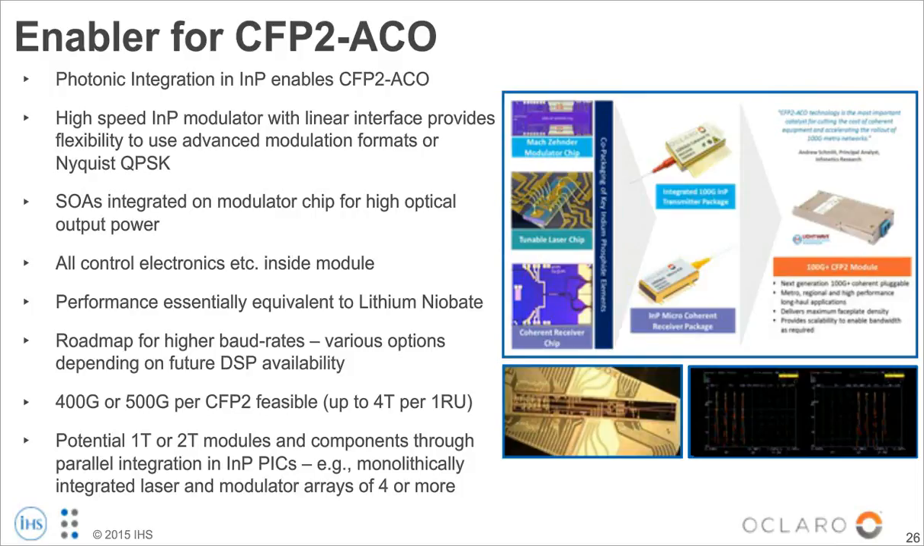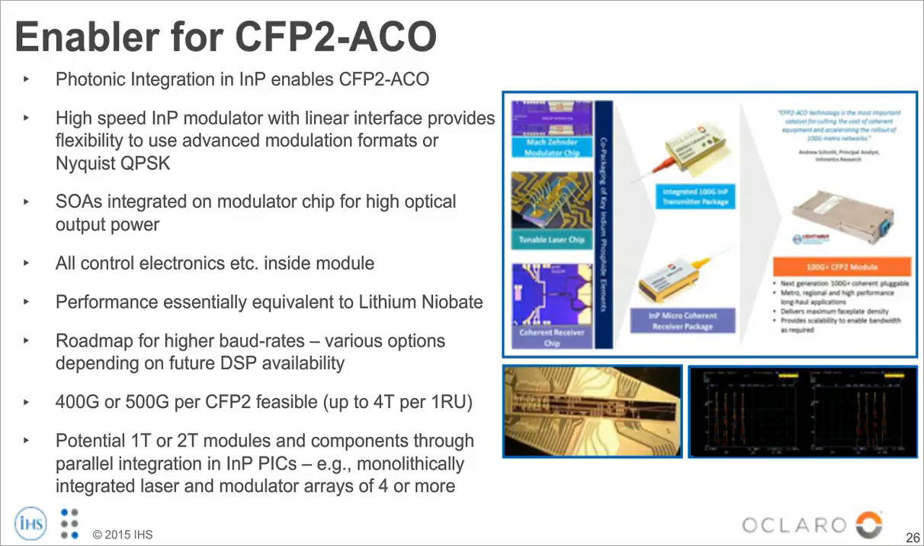Yes, I wanted to just spend a minute talking about what's really enabling us to get into the CFP2 ACO form factor. It's really all about photonic integration in indium phosphide. What we're doing to really shrink the laser and modulator is that we have an indium phosphide-based Mach-Zehnder modulator, and in fact we're putting SOAs, or semiconductor optical amplifiers, onto that modulator chip to boost the output power, because as you go to these advanced modulation formats, you incur an additional penalty, and to compensate for that, you have to have significant output power, and to do that we have SOAs not just on the laser but also on the modulator.